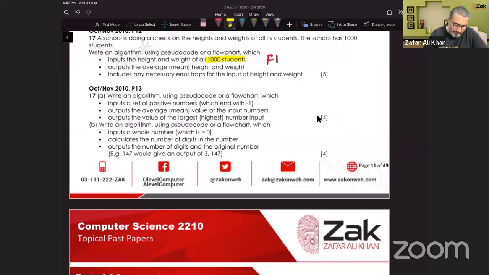Now look at this particular question. It says write an algorithm using pseudocode flowchart which inputs a set of positive numbers. Now they have not told us how many numbers. This says that this is a set of positive numbers which end with -1.